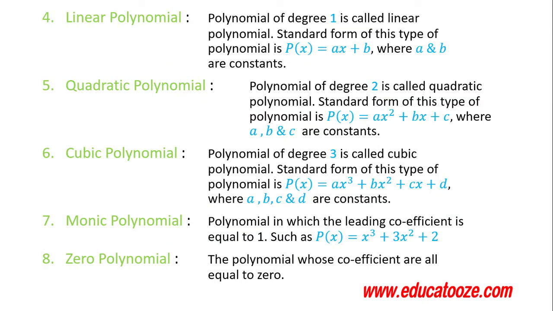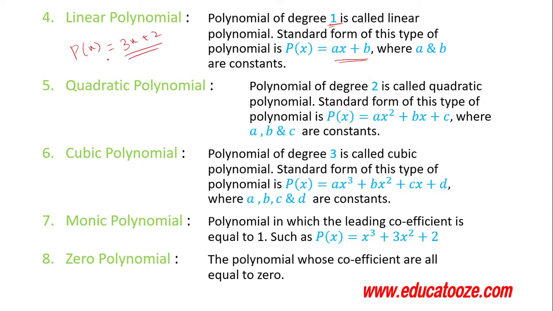Now let us see what is a linear polynomial. This is a very important type of polynomial. Linear polynomials are those polynomials whose degree is 1. This is very important: whose degree is 1. Any type of polynomial whose degree is 1 is known as a linear polynomial. The standard form of this kind of polynomial is ax plus b, where a and b are constants. For example, say p of x equal to 3x plus 2.